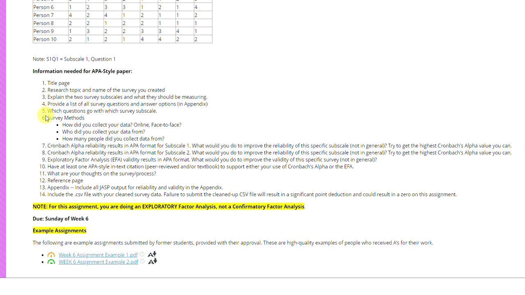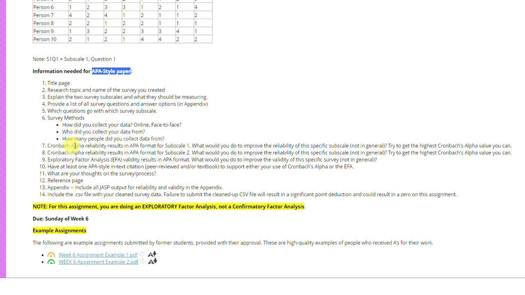Information needed for the paper, and remember this is an APA style paper. So you need the title page, you need the research topic and name of the survey you created, explain the 2 survey subscales and what they should be measuring, and provide a list of all the survey questions and answer options in the appendix. Make sure to include which questions go with which survey subscales. Have survey methods. How did you collect your data, online or face-to-face? Who did you collect your data from? How many people did you collect your data from?